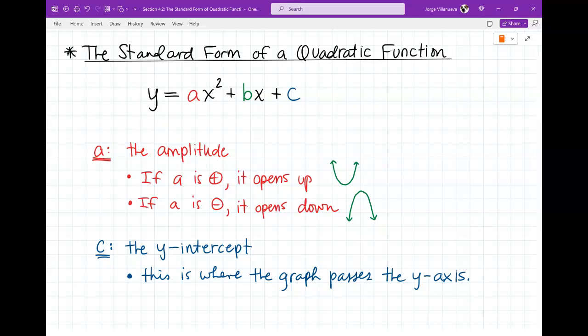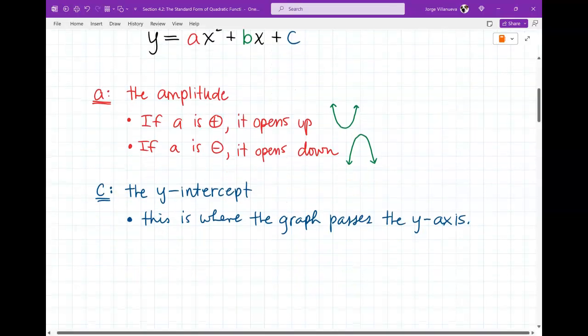The other part that was important for you guys to see was the y-intercept. The very last number, the number that doesn't have any letters on it, that's going to be your y-intercept. So if the c was a 5, that means it's crossing the y-axis at positive 5. If the c is a negative 2, that means at negative 2 it's going to be crossing the y-axis. So I put right there, this is where the graph passes the y-axis.